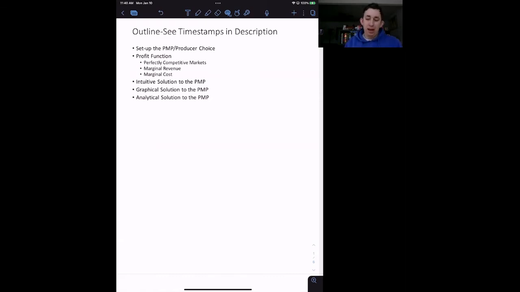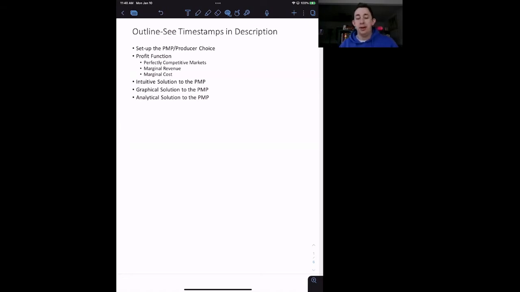Let's talk about what we're going to do today with regards to the profit maximization problem. First, we are going to set up the profit maximization problem. We are going to talk intuitively about the problem and the setup. Then we are going to start deriving what's called the profit function. We are going to be careful. We're going to take our time and really make sure we understand what the profit function entails. We're going to talk about the assumptions we make along the way as well.